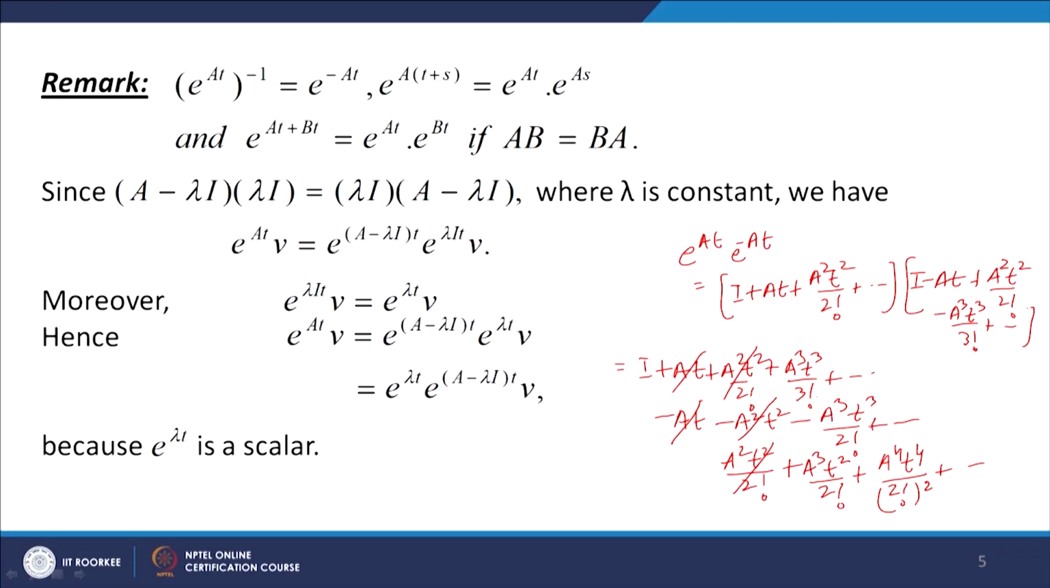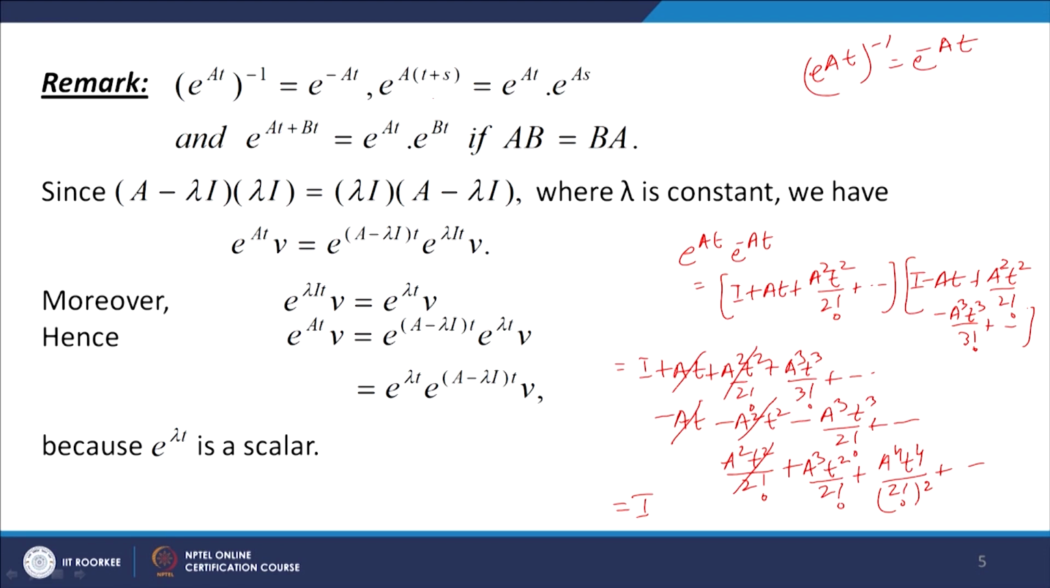Similarly, a cube t cube by 3 factorial, minus a cube t cube by 2 factorial, and then minus a cube t cube by 3 factorial. So, what we will get, all the terms will cancel except I, and what we get is e to the power a t into e to the power minus a t equal to I. So, we can say that e to the power a t inverse is equal to e to the power minus a t.